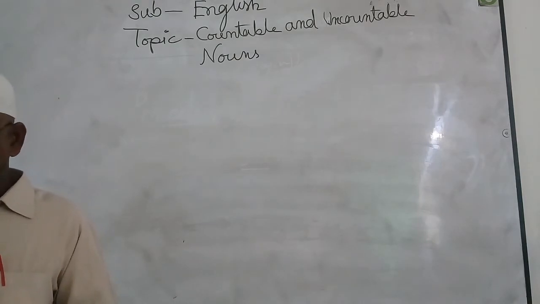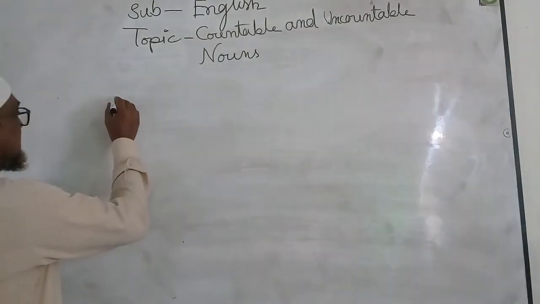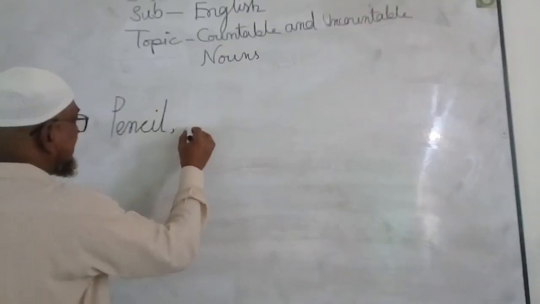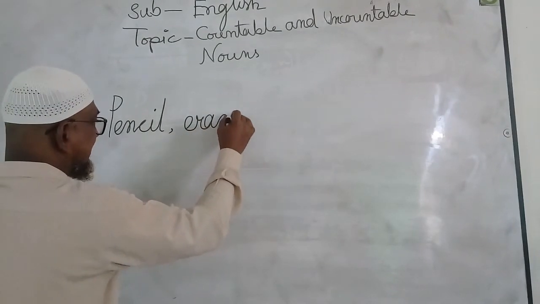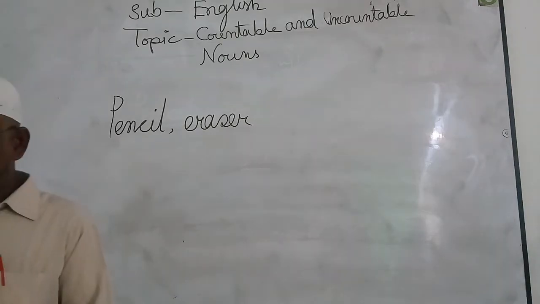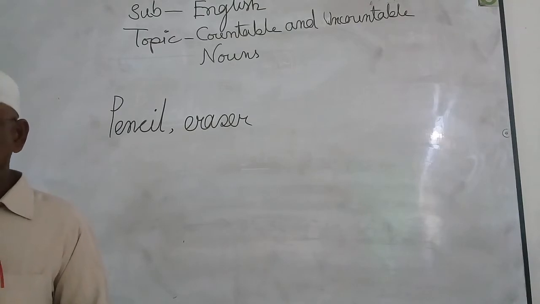In the conversation, five items are underlined. Of them, pencil and eraser, these two words are countable nouns because they can be counted. You can say a pencil, one pencil or two pencils, an eraser, one eraser or three erasers.